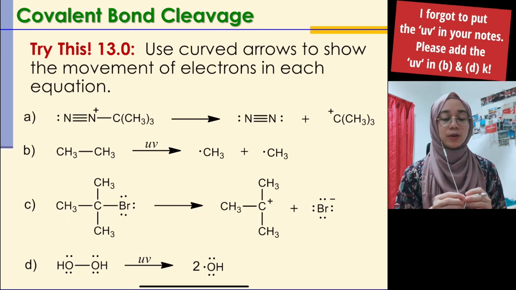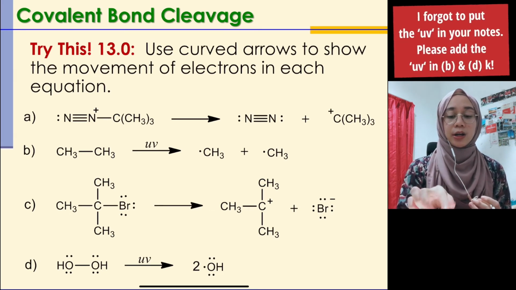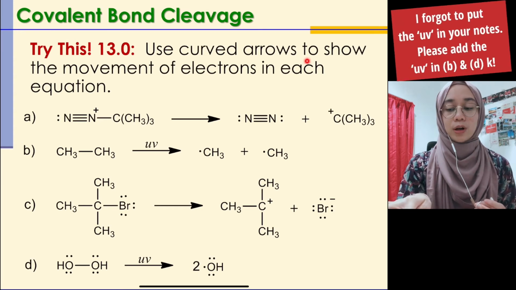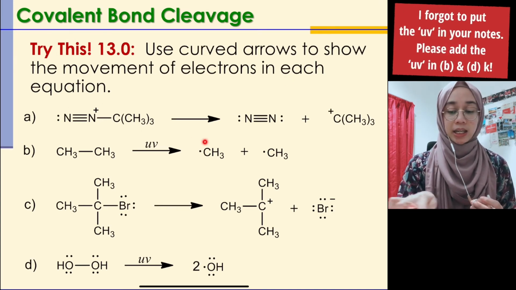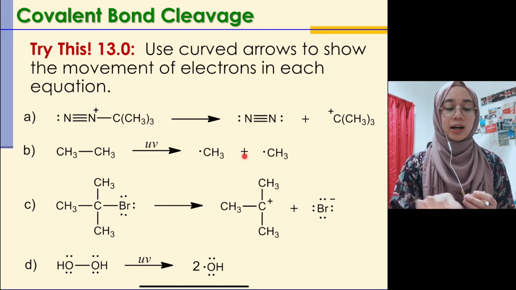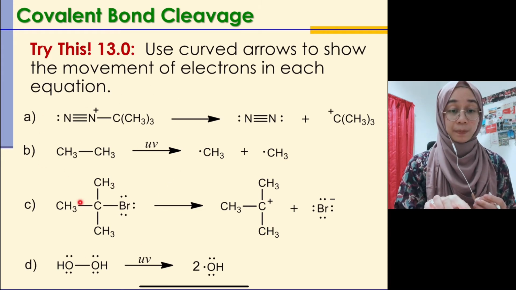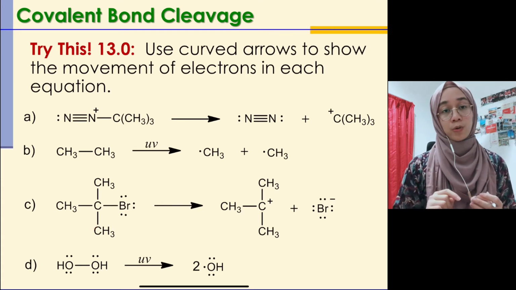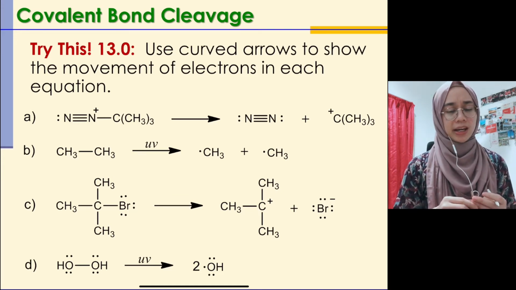Okay, so now you've got to try this. So apa yang kamu kena buat adalah use curve arrow to show the movement of electrons in each equation. Jadi, kamu salin balik and then try perhatikan produk yang terhasil. So, Miss nak kamu figure out dekat bahagian mana yang putus sebenarnya. Okay, dekat bond mana yang putus. Lepas tu kamu kena tunjuk guna arrow. Sama ada kamu nak guna single headed half headed ataupun full headed. Tapi dia ada hint saja kan.